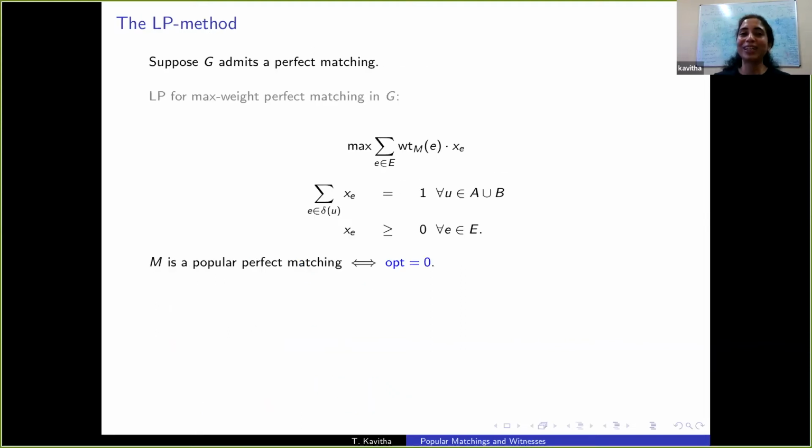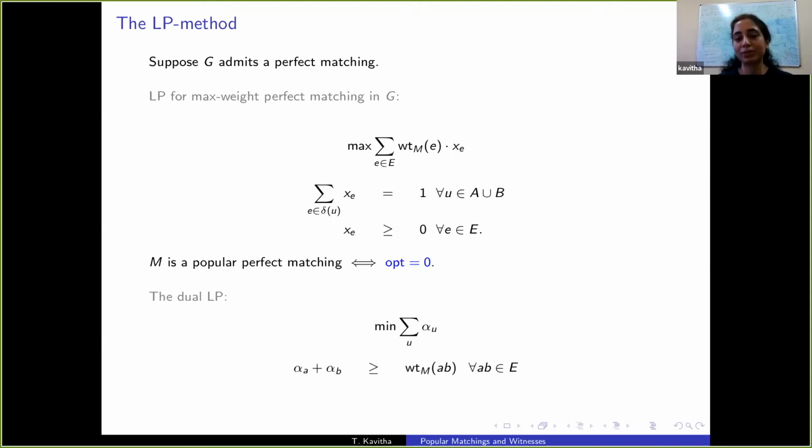So let's go back to the LP method. And for simplicity to begin with, let's assume that G has a perfect matching. And let's write the LP for max weight perfect matching. It's a very simple LP. So every vertex has to be matched, so the summation of x_e over e belonging to delta(u) is equal to 1. And if M is a popular perfect matching, then the optimum value is 0.